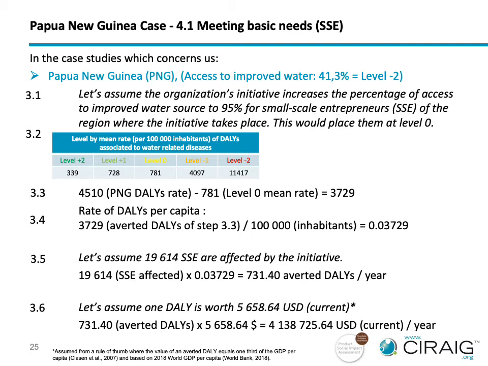Let's now assume one DALY is worth $5,658.64 in current dollars, obviously. Then we multiply the number of averted DALYs by the value of each DALY and get the amount of social value created with this specific initiative.